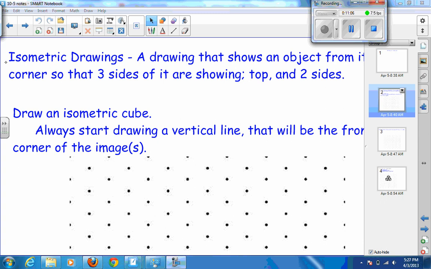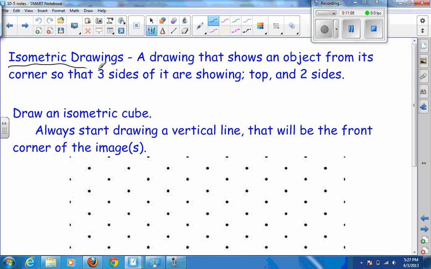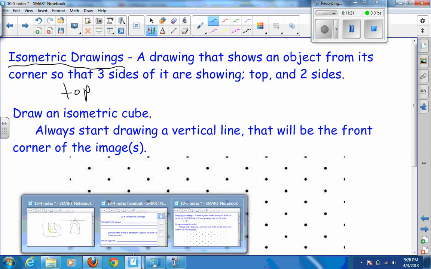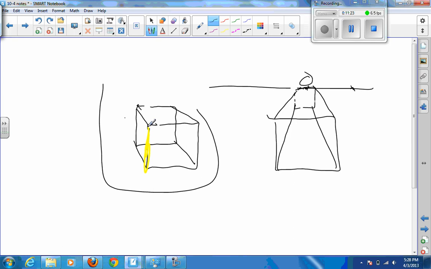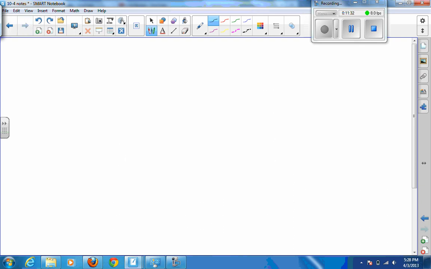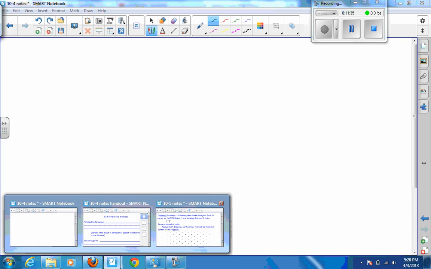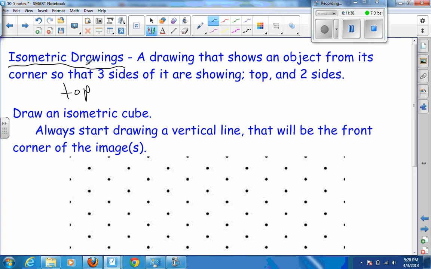10.5. We're talking about isometric drawings here. An isometric drawing is a drawing that shows an object from its corner, and it's also a view of the top. A top from the corner. It's kind of like the drawings like these, if I rotated this a little bit more in that direction. We're viewing it from this corner, from the top side. That's what isometric drawings are. So we're looking from the top and the corner, and 3 sides are showing: the top and 2 sides.